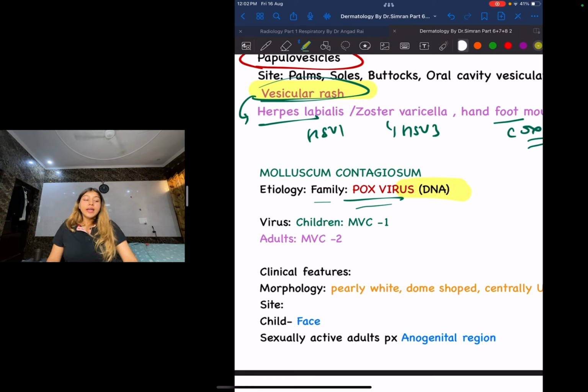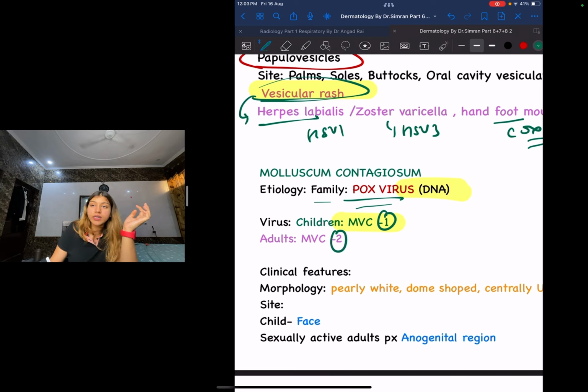Now what you need to know is that in a child, molluscum contagiosum is caused by MCV1, whereas in an adult, it is MCV2. How will I remember? Look at our growth. First we are always a child, then we become an adult. So who will get number 1? One will be a child and number 2 is going to be an adult. That is how you can remember it, so don't get confused. MCV1 is the etiology in a child and MCV2 is the etiology in an adult.